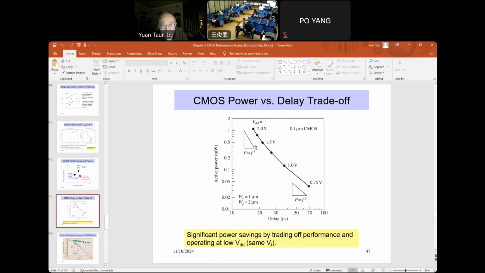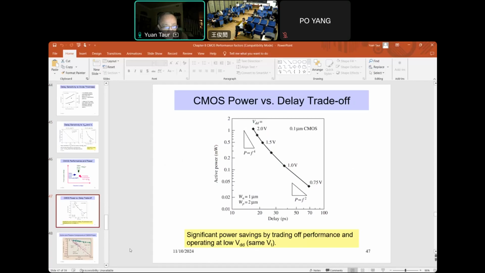On the other hand, if you want to save power, you can operate at a lower voltage, and then you can reduce the slope to f squared instead of f to the fourth. So this means it's hard to get higher performance by going to higher VDD, because then the power really goes up very steeply.